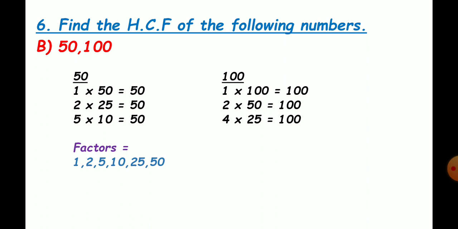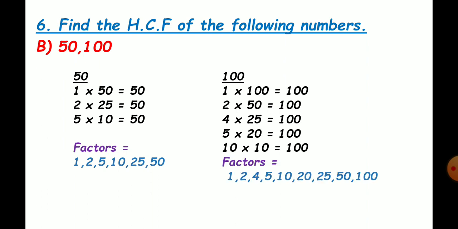4 25s are 100, 5 20s are 100, then it comes in 10 table. Yeah, so 10 10s are 100. Now write the factors. 10 is repeated, so we stopped, right? So write the factors. Now find the common factors.